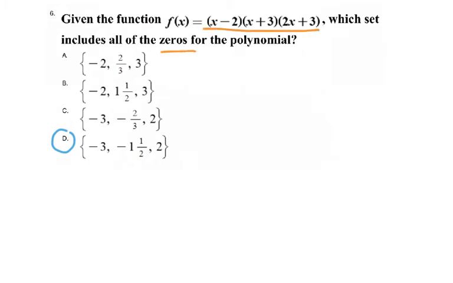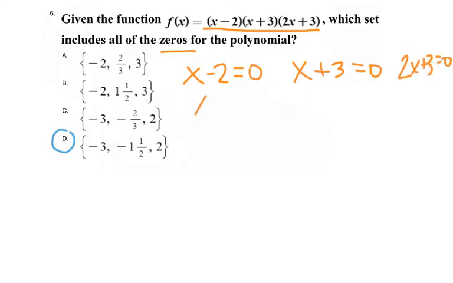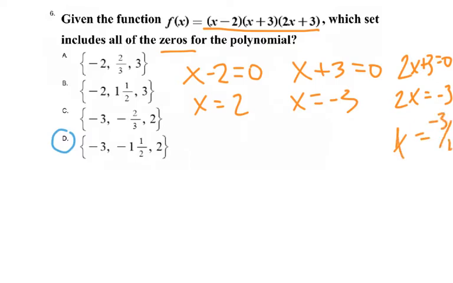Okay. This one's talking about the zeros of the polynomial. Notice the polynomial is already in factored form, so the quickest way to find the zeros is to take the factors and set them equal to 0. Alright, so x would equal 2, x would equal negative 3, 2x would equal negative 3, divide both sides by 2, x equals negative 3 halves. That negative 1 1/2 is the same thing as negative 3 halves. If you don't remember that, you're forgetting stuff from middle school, improper and proper fractions.